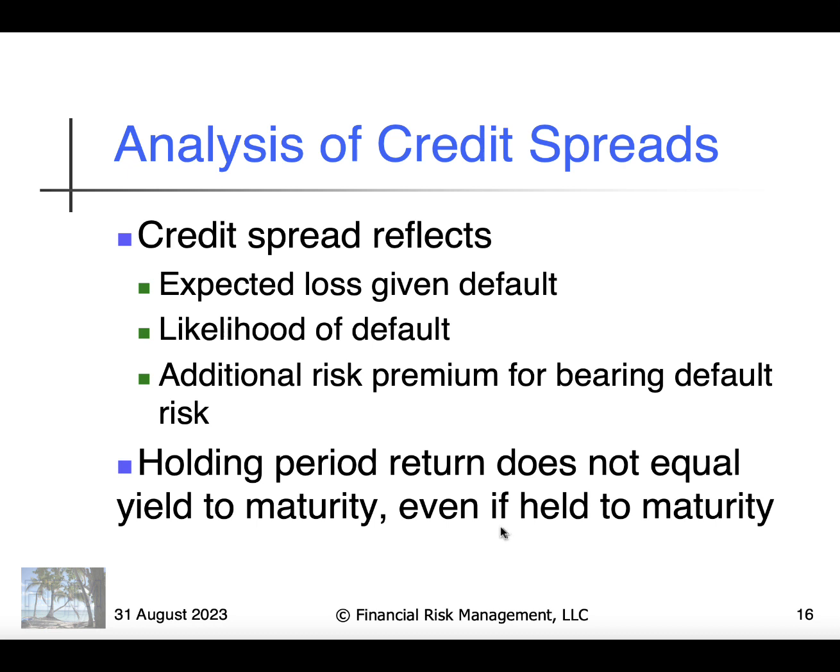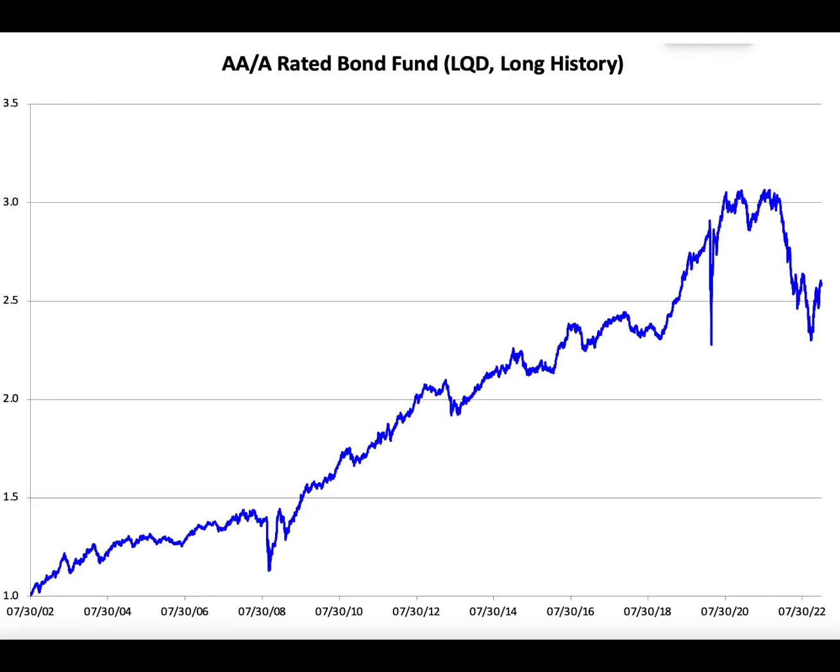And so it's important to note that the holding period return does not equal the yield to maturity, even if you hold it to maturity. One reason for that is the bond may default. And so you're offered a yield to maturity of 10%. You buy that bond and then it subsequently defaults, and you have a loss of 100% if the actual loss given default is 100%, or no loss if the actual loss given default is 0. And so we now want to begin to compare a double A rated bond fund versus a double B rated bond fund. And we'll pick this up in the next part.